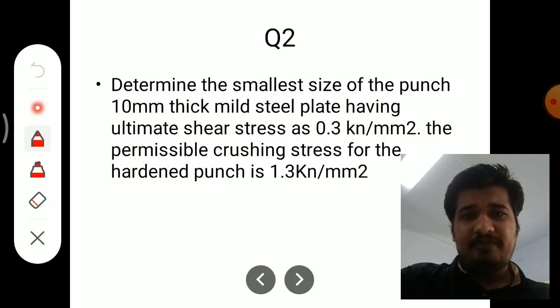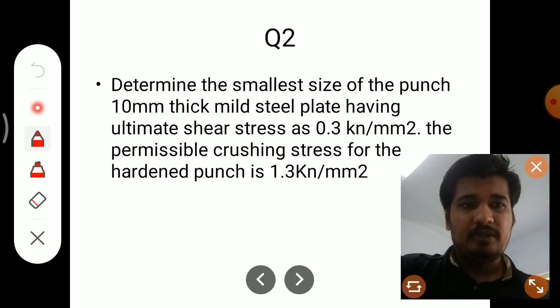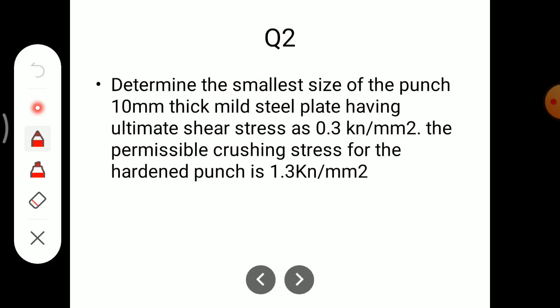In the last lecture we solved one problem on the stresses, and in this lecture we will solve the second problem for the crushing stresses. Now we will dive into the second problem.